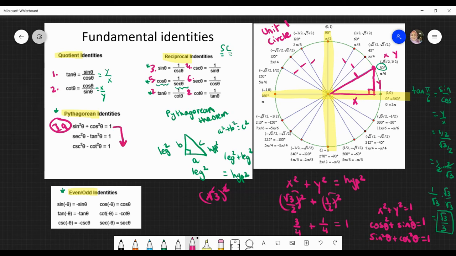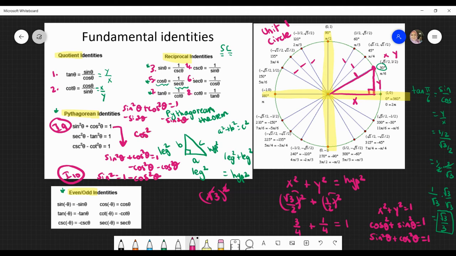I'm going to take this and just change the format a little, what we could use. If I take this and I subtract cosine squared on each side, I will get sine squared equals 1 minus cosine squared. And that will be our identity 10. If I do the same thing, but instead I subtract sine squared, I will have cosine squared equals 1 minus sine squared. And that will be our identity 11.